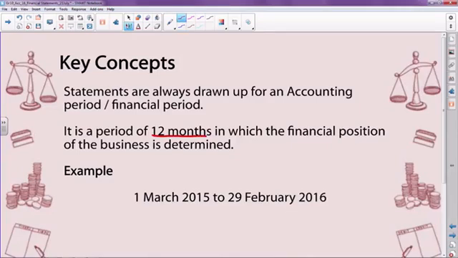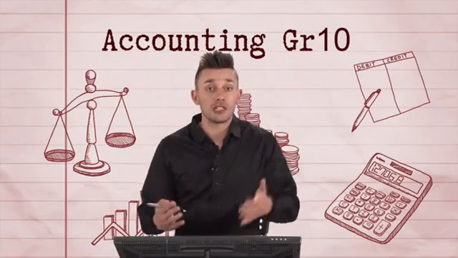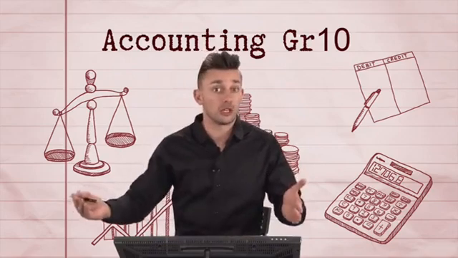And what do I normally do? I like to draw a nice timeline like that. With this timeline, I will put the beginning of the year there and the end of the year there. And as you can see, the end of this year is 29 February 2016 and the beginning of the year is 1 March 2015. Now guys, if you count the months, you will see very easily. You start at March, you count 12 months and then you get to February.